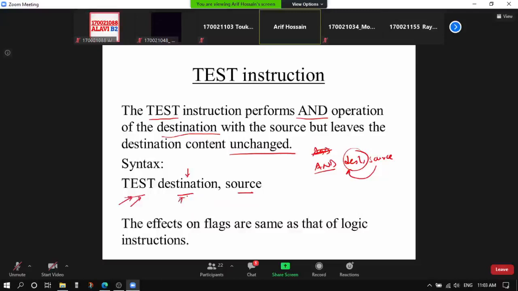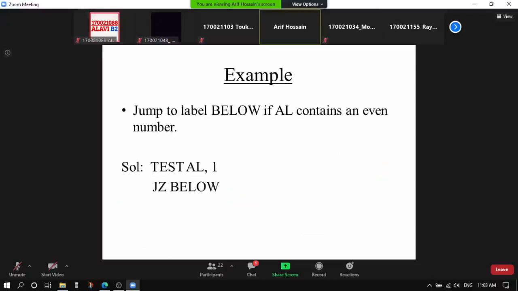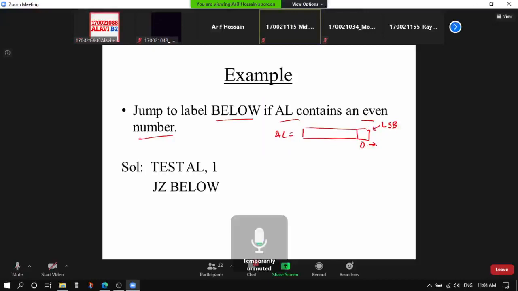So you see in the next slide the question is: jump to level below if AL contains an even number. How do you determine whether AL contains an even number or an odd number? Tell me. Sir, with the LSB. Exactly, with the LSB. So this is your LSB, right? If your LSB is 0, then the number is odd or even? Even. Exactly. And if it is 1, your number is odd.